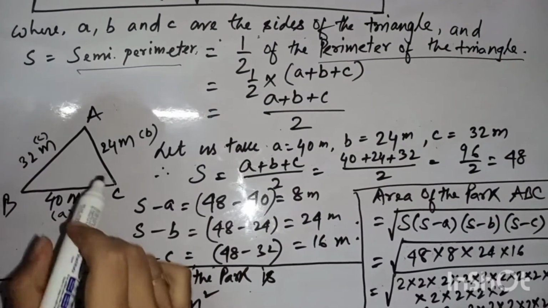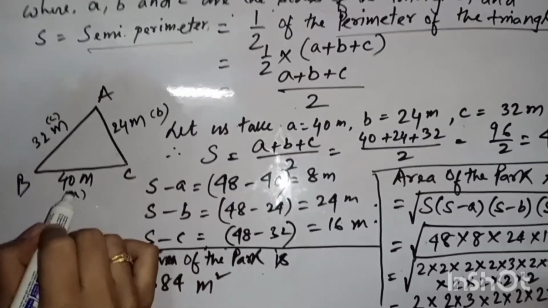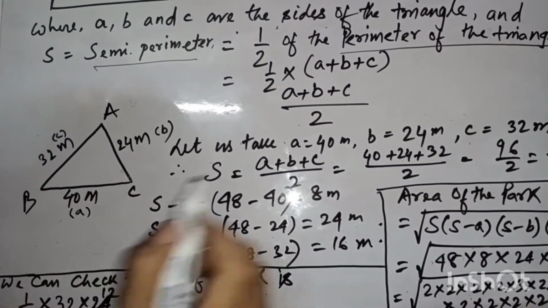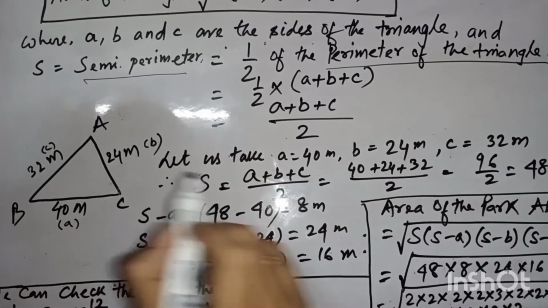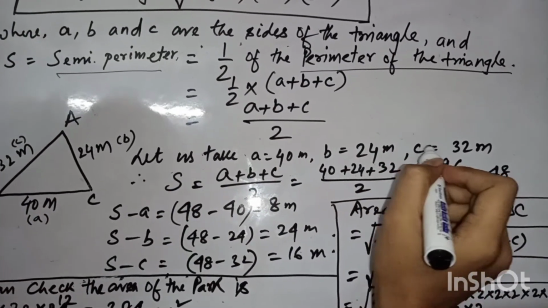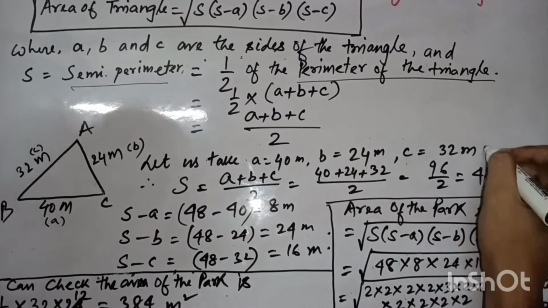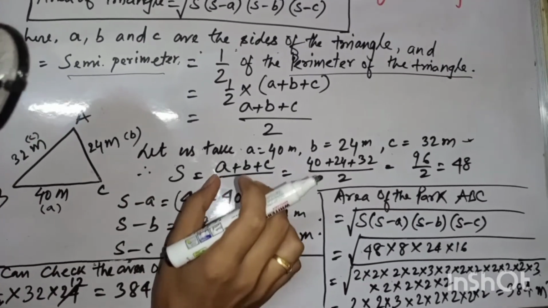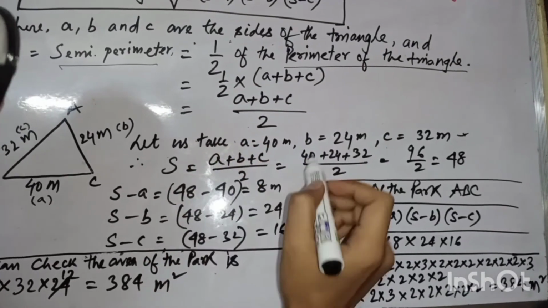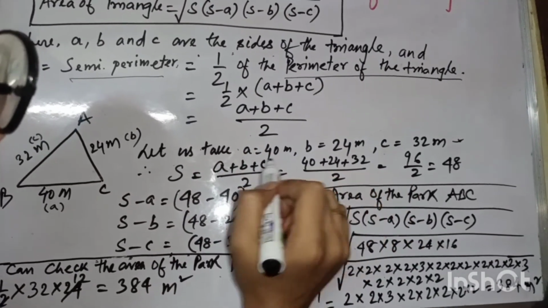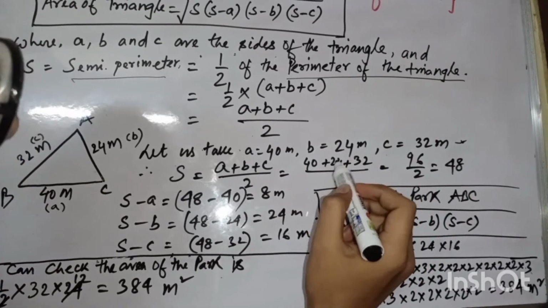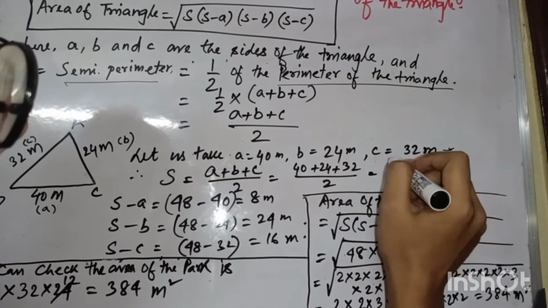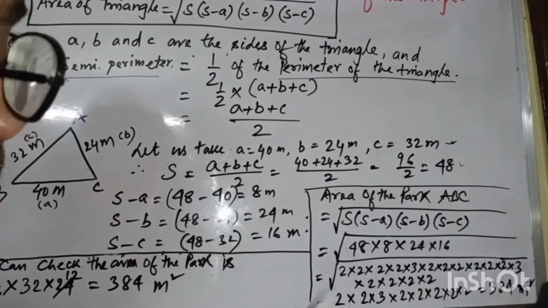Let us take, in the triangle ABC, small a equal to 40 meter, small b equal to 24 meter, and the side small c equal to 32 meter. So the semi-perimeter S is equal to (a plus b plus c) by 2, putting the values, that is (40 plus 24 plus 32) whole divided by 2, is equal to 96 by 2, which is 48.